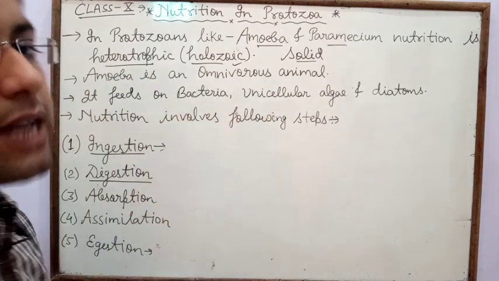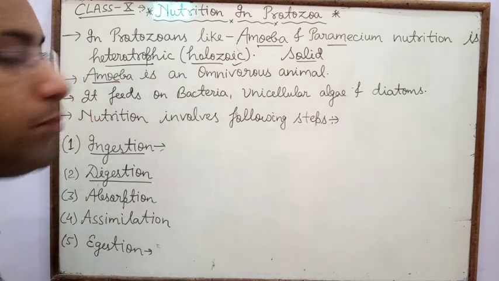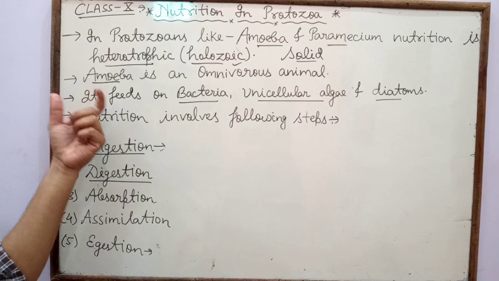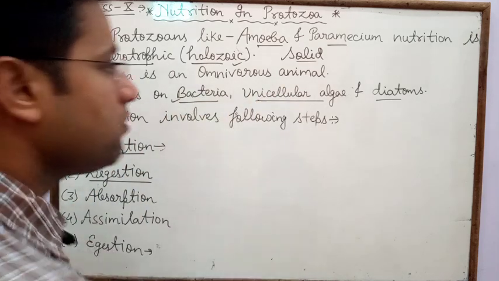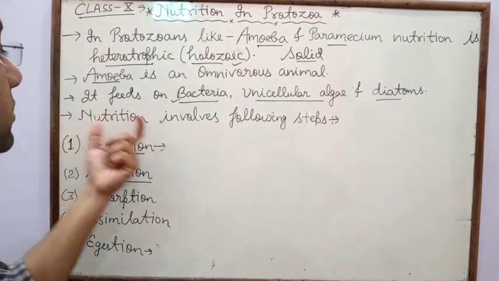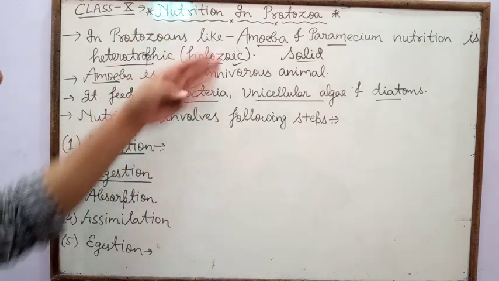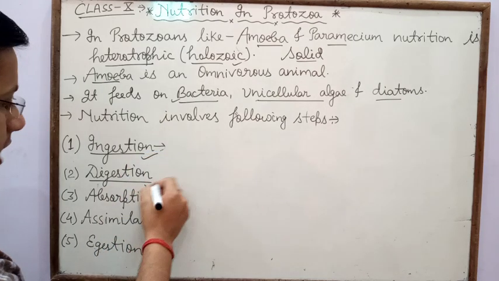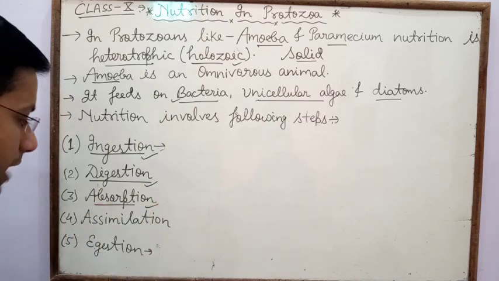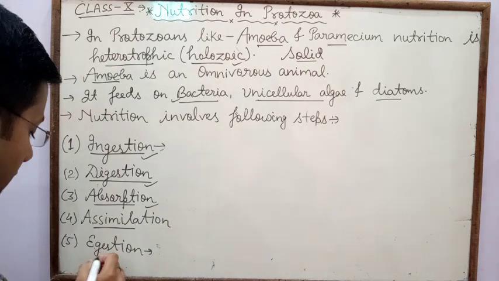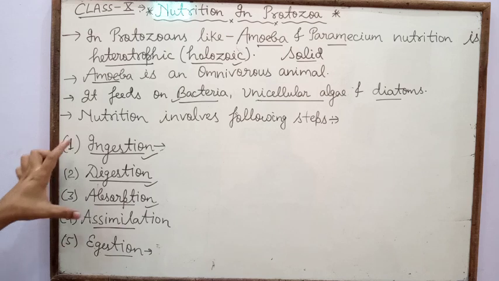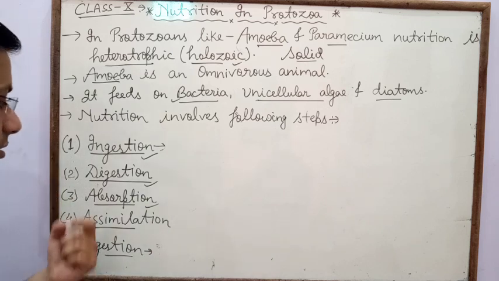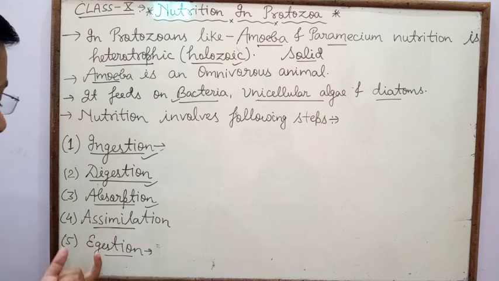Amoeba is an omnivorous animal. It feeds on bacteria, unicellular algae and diatoms for its food material. In protozoans like amoeba, nutrition involves the following steps: the first step is ingestion, the second is digestion, the third is absorption, the fourth is assimilation, and the last is egestion. So there are 5 steps involved in nutrition in amoeba.